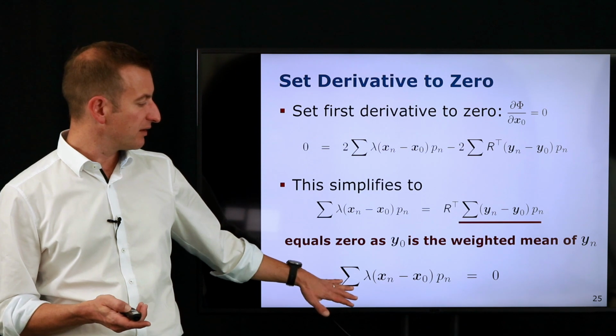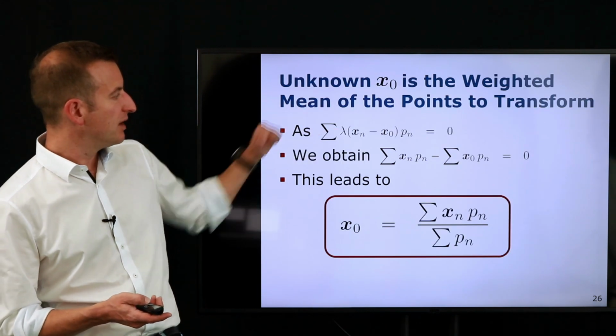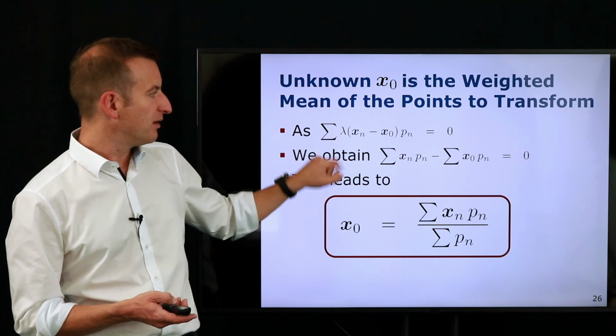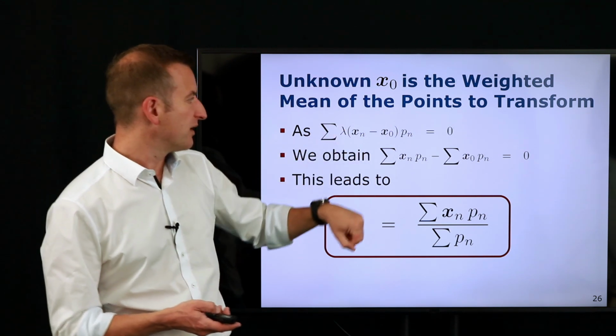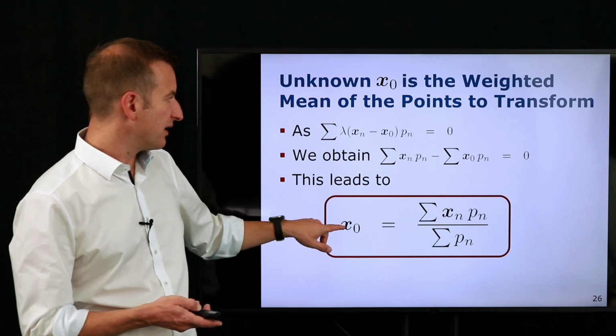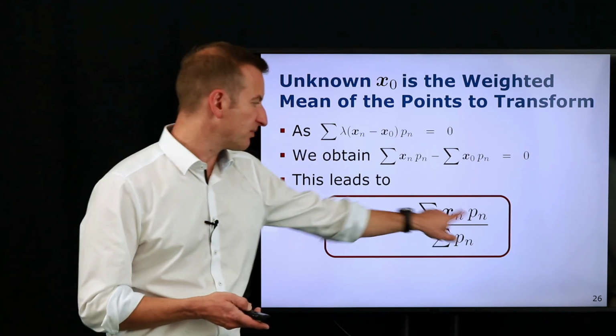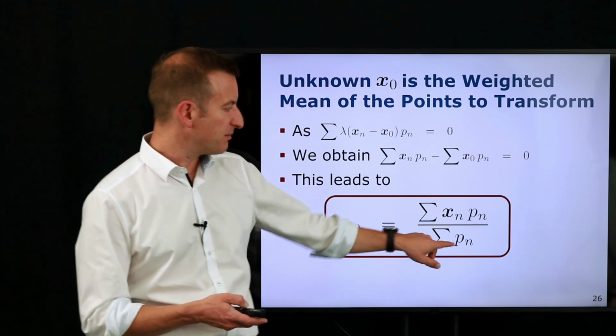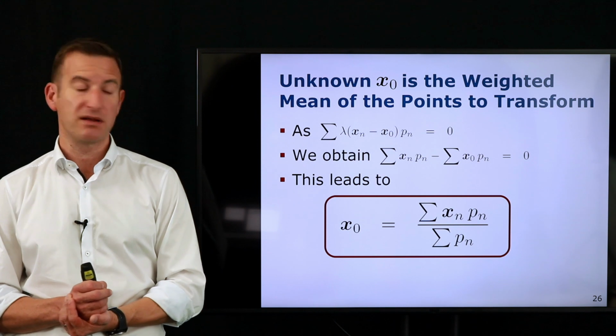So I can just, again, take this expression, expand the sum of the bracket with the sum, and move it to the other side, so that I then get this result: the sum over all xn times Pn divided by the sum of Pn. So this is nothing else than the weighted mean.